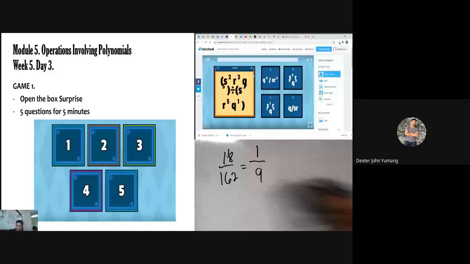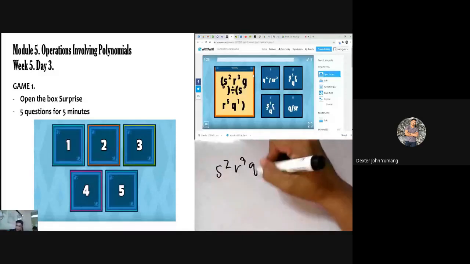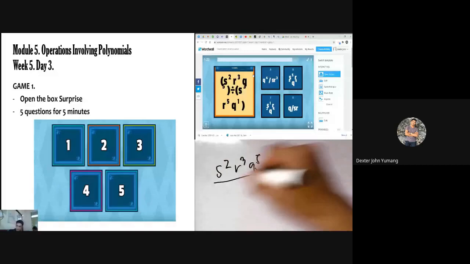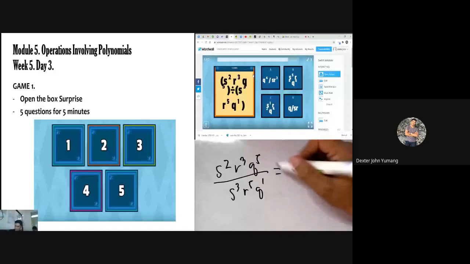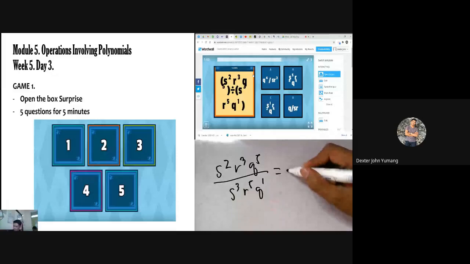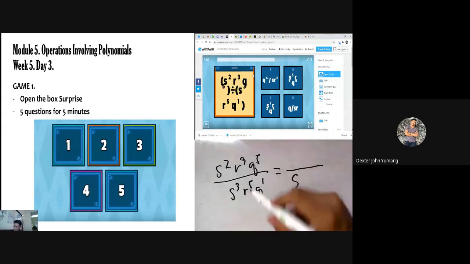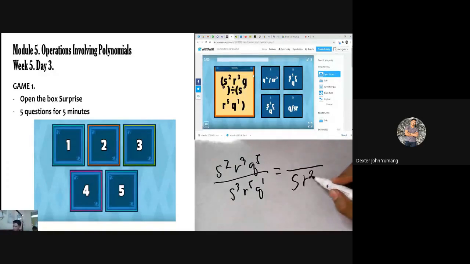In number 2, we have s squared r cubed q raised to the power of 5 divided by s cubed r^5 q raised to the power of 1. S squared, so i-minus lang po natin. Kapag ganyan po ang case, sino mas malaki, si 2 or si 3? Si 3 po. So dito siya sa baba. Next, r cube, sino mas malaki? Si r cube or si r cube? R cube po ang malaki. So dito siya sa baba. Tapos lagyan ng 2. Paano nakuha? 5 minus 3, magiging 2.